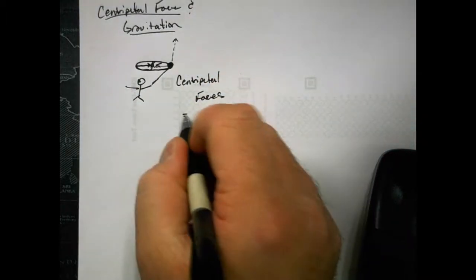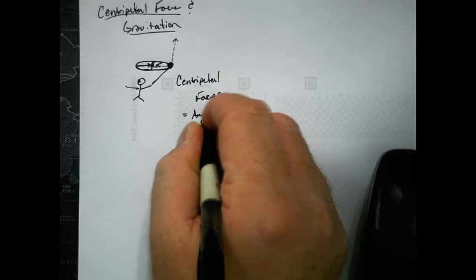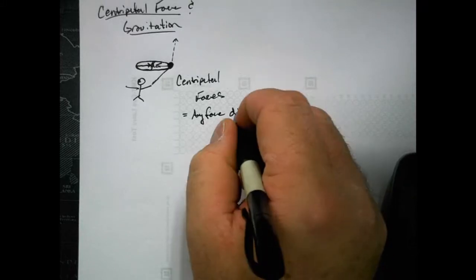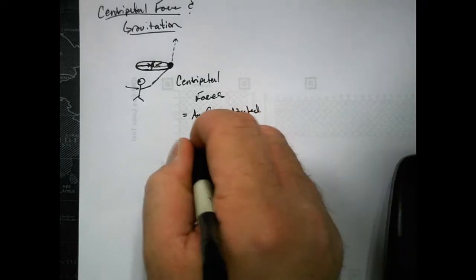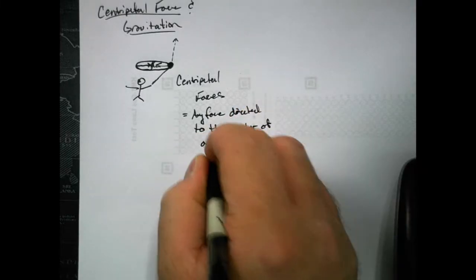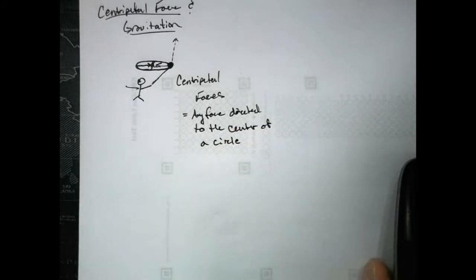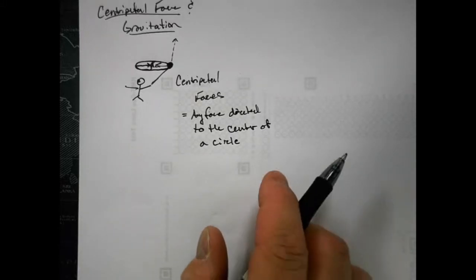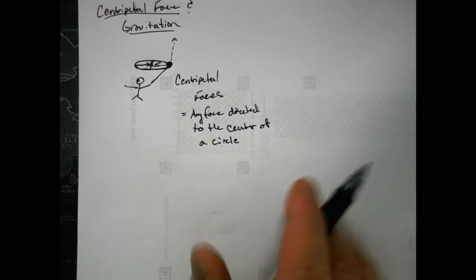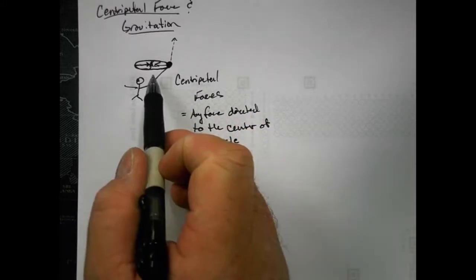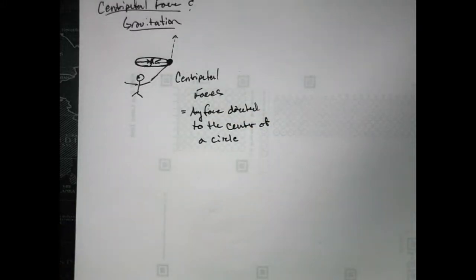Okay, and this is any force on an object that is directed towards the center of a circle. That's all it is. It could be anything as long as it is directed towards the center of a circle.